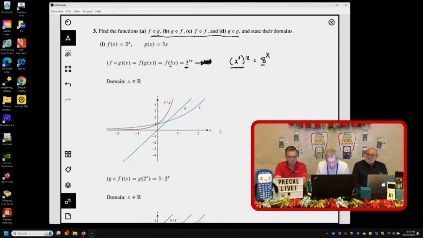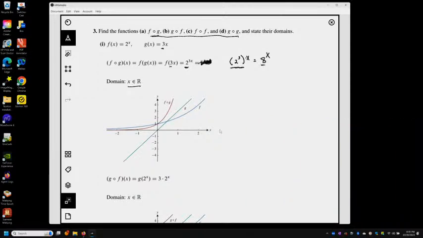I should think a little bit about the domain here. I believe that's all real numbers. There's no restriction here on g. And yeah, we can take 2 raised to any power, positive or negative, even 0. And so the domain is all reals.